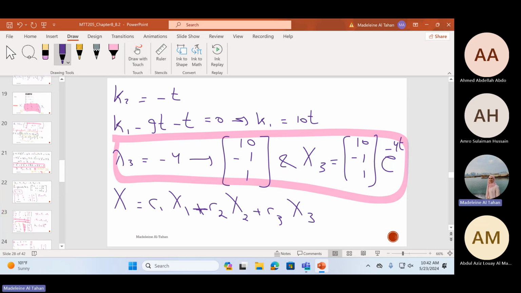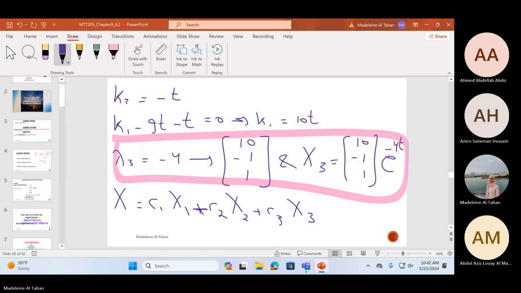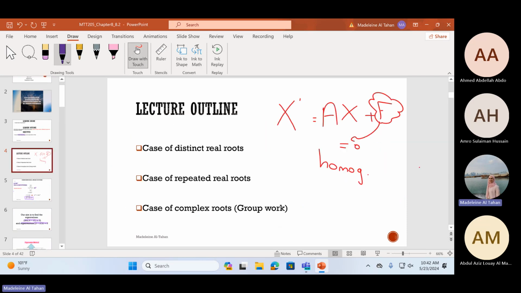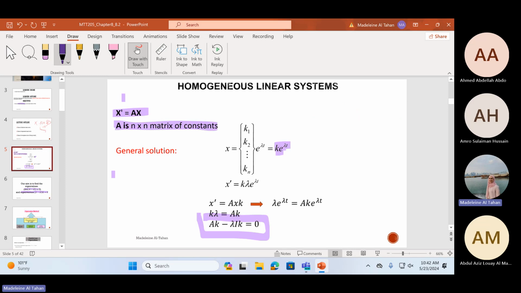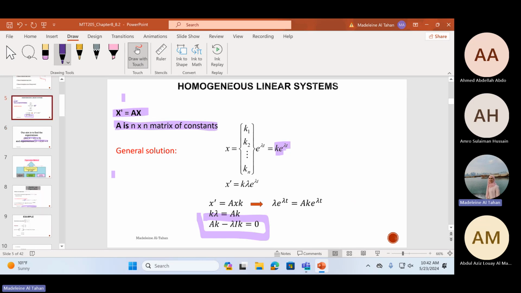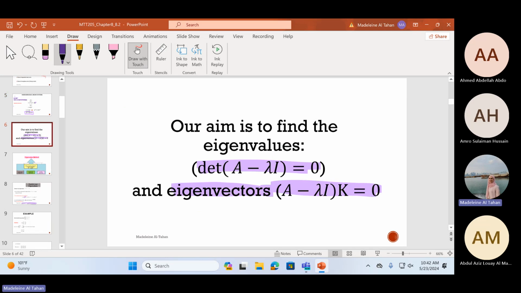So let's go back again. We have x prime equal Ax. A contains only constants. F is 0 because we are interested just in the homogeneous part. The first step, what do we need to find? The matrix A. Then find the eigenvalues. To find the eigenvalues, we go for A minus lambda I. How do we determine A minus lambda I? We write A again, and we lay down what to put beside it, negative plus. Then to find the eigenvalues, we go for the determinant of A minus lambda I equals 0.